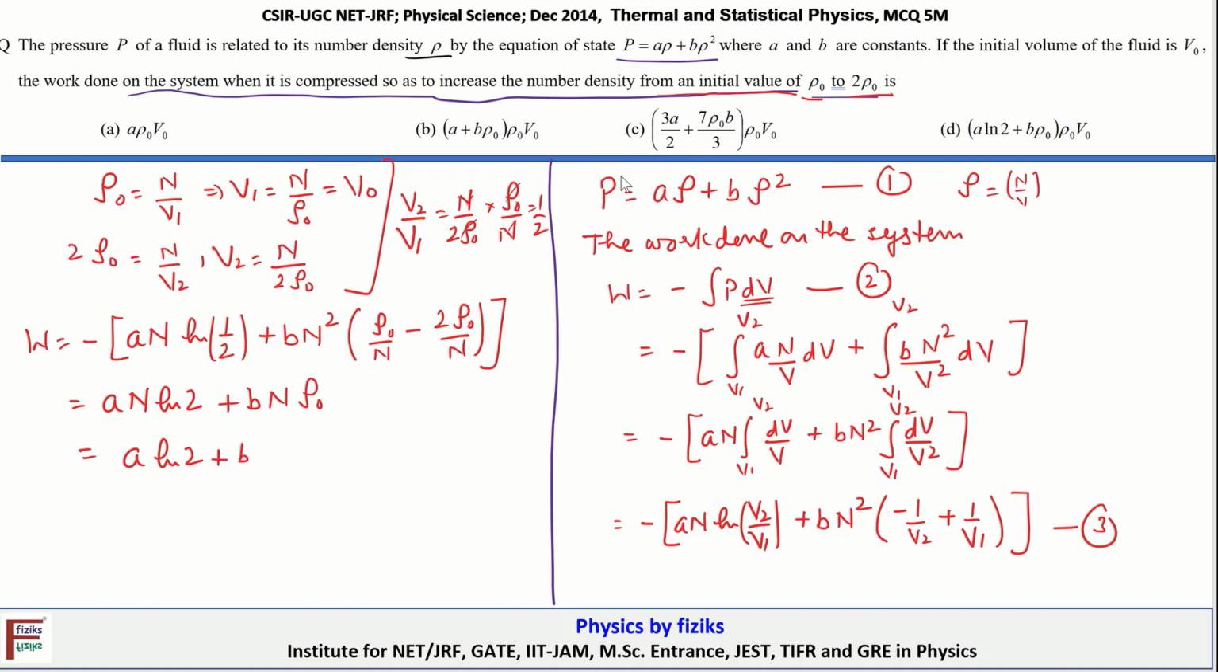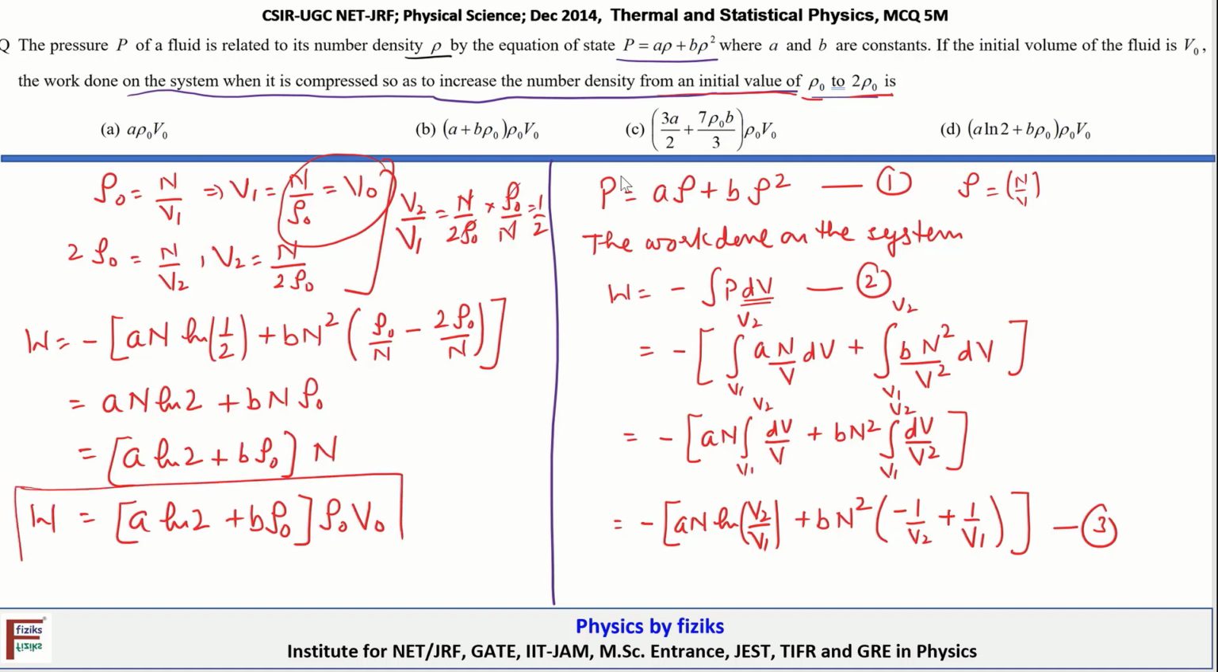plus B rho naught multiplied by n, and from this equation n is equal to rho naught V naught. So that is equal to A ln 2 plus B rho naught multiplied by rho naught V naught. So that's the work done, and that's our final answer. So therefore it is A ln 2 plus B rho naught, and this is option D here. So option D is the correct one.